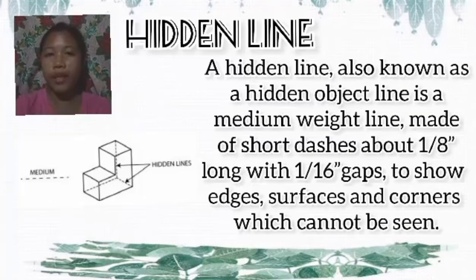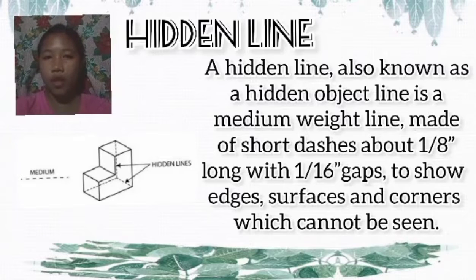A hidden line, also known as a hidden object line, is a medium weight line made of short dashes about 1/8 inch long with 1/16 inch gaps to show edges, surfaces, and corners which cannot be seen. Sometimes they are used to make the drawings easier to understand. Often they are omitted in an isometric view.